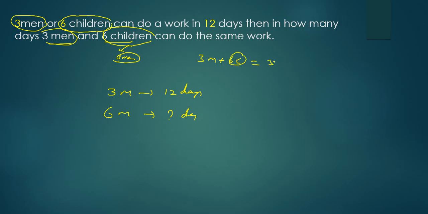That is nothing but 6 men, because the efficiency of 6 children is equal to the efficiency of 3 men. So replacing 6 children with 3 men, 3m plus 3m is nothing but 6m. Simple. 3 men and 6 children can do the same work as 6m. In how many days? Okay, simple: 3m × 12 is equivalent to 6m × d. So d equals 6. 6 days is the answer.